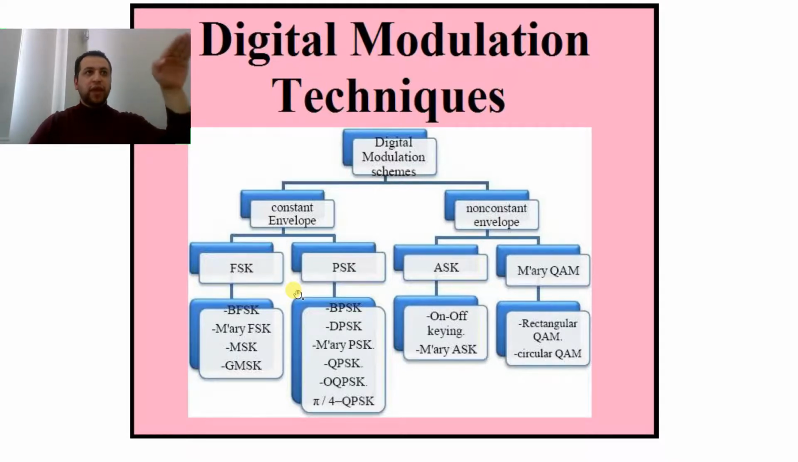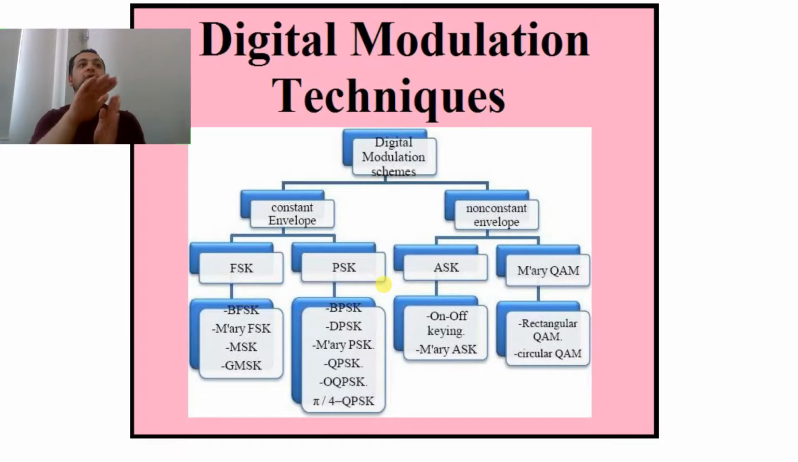Give me an example of a constant envelope modulation scheme. The amplitude of the carrier doesn't change frequently. You can say frequency shift keying, phase shift keying. Give me an example of non-constant envelope: amplitude shift keying, QAM, and so on. Now, why is it important? Which one is better, constant envelope or non-constant envelope?